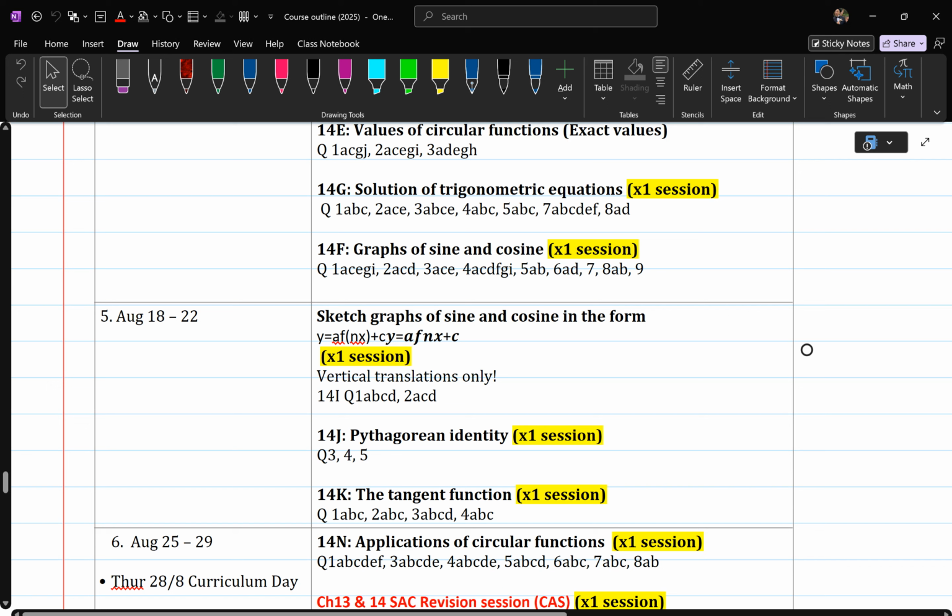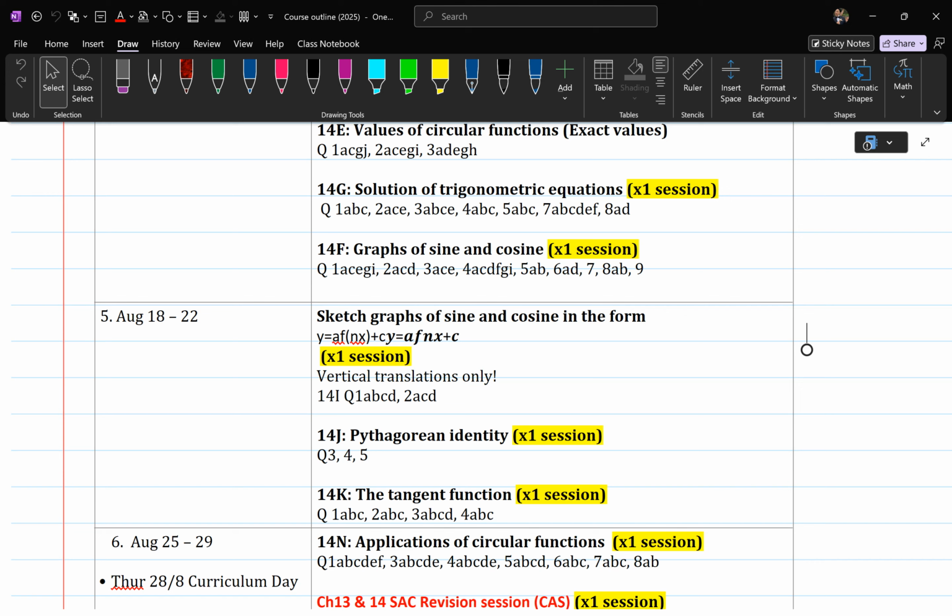In the past, I used to teach the Year 11s to do the entirety of sketching a circular function, and there's one technique for it that I normally do. On your sheets, that's what it guides you to do. What we're going to be doing instead this year, in the interest of time, but also maybe simplicity for you, when we're doing graphs, so 14F, 14H, and 14I, is essentially just sketching sine and cosine graphs. Okay? But there are three levels of sketching.